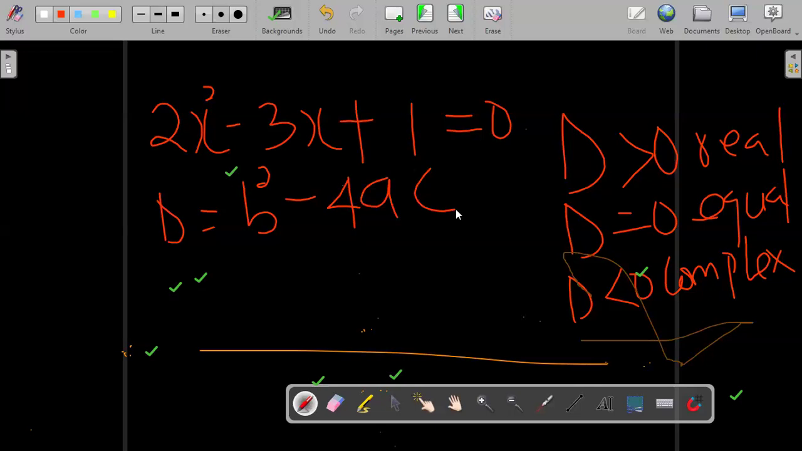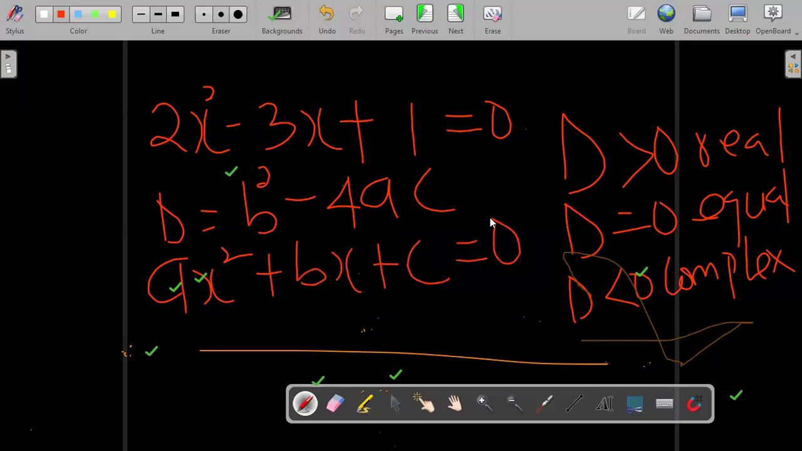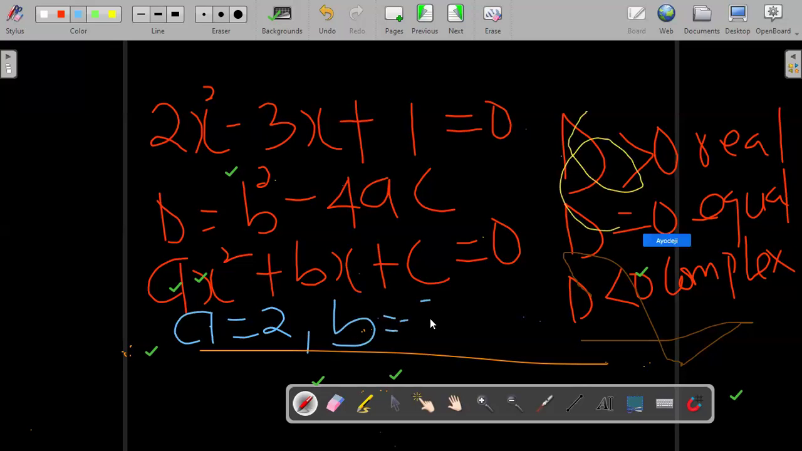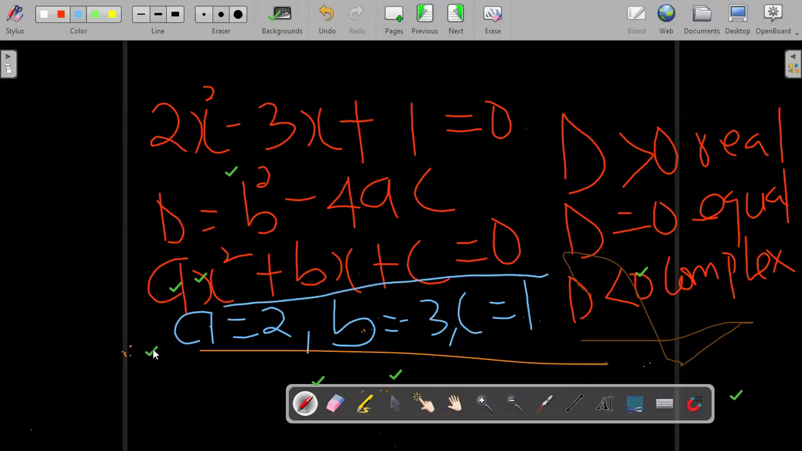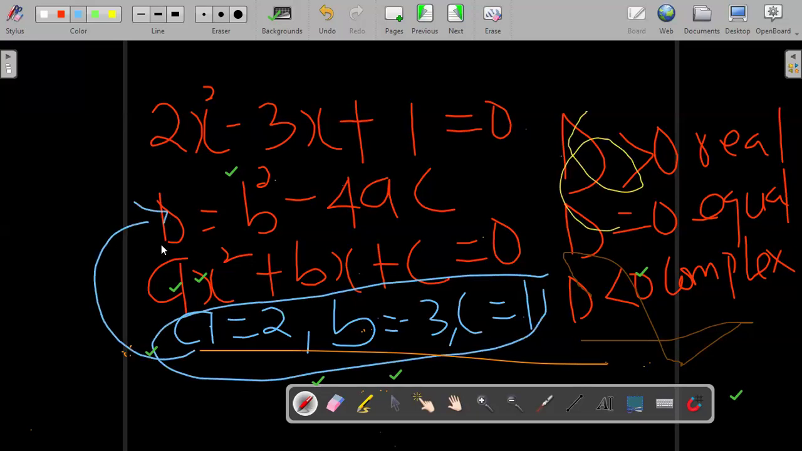So if I compare variables now from our quadratic equation that says Ax squared plus Bx plus C equals 0, you agree with me that my A is 2, my B is -3, my C is 1. So let's substitute these values into our discriminant to determine the nature. Anywhere I see A, I will put 2. Anywhere I see B, I will put -3. Anywhere I see C, I will put 1. If that should happen, what do we have?